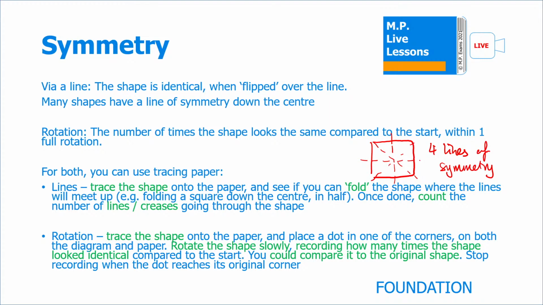Again, for example, if we used a square, you'd trace this on, you'd put the dot in the corner, and basically you'll rotate the shape round until the dot has reached the original corner again, and you just record how many times it looks the same compared to the start, ignoring the dot, obviously.